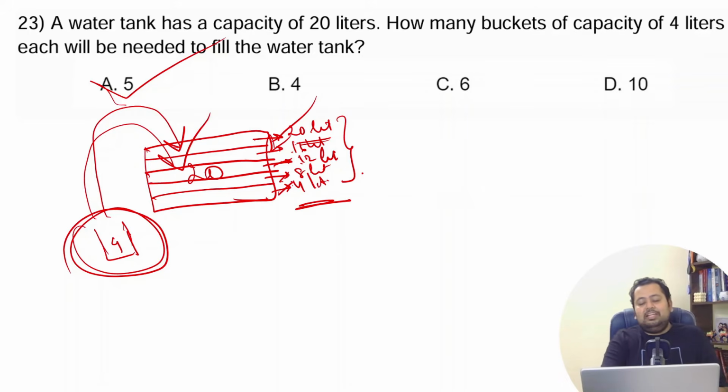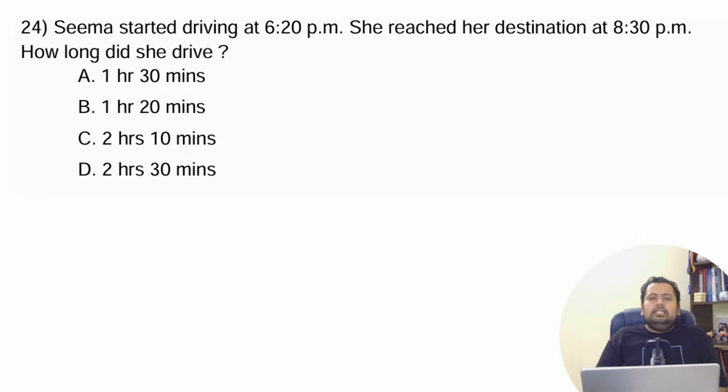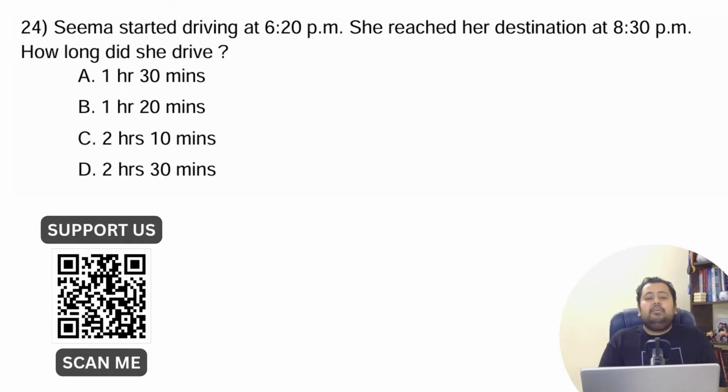And now we move to question number 24. Seema started driving at 6:20 p.m. She reached her destination at 8:30 p.m. How long did she drive, right? Is it 1 hour 30 minutes, 1 hour 20 minutes, 2 hours 10 minutes, or 2 hours 30 minutes? Now, Seema started at 6:20 p.m., that is 6 hours 20 minutes in the evening. She started driving and she reached her destination at 8:30 p.m., right? 8 hours 30 minutes is when she reached. How long did she drive? That is what you need to find out.